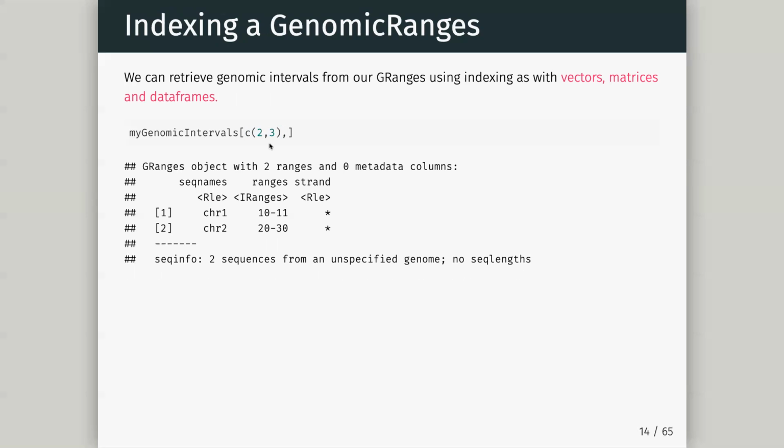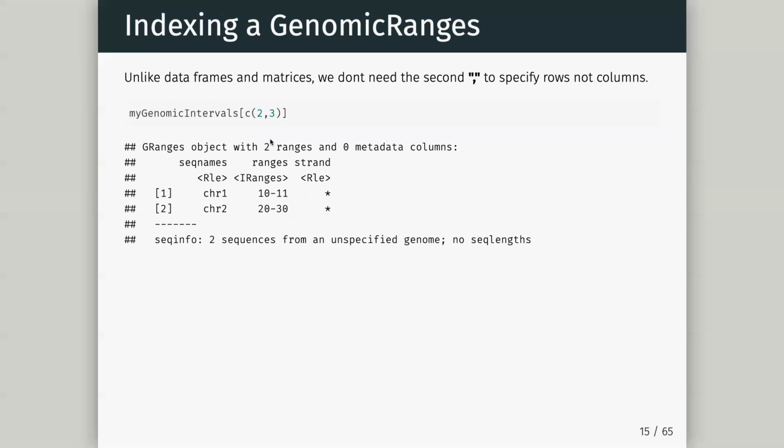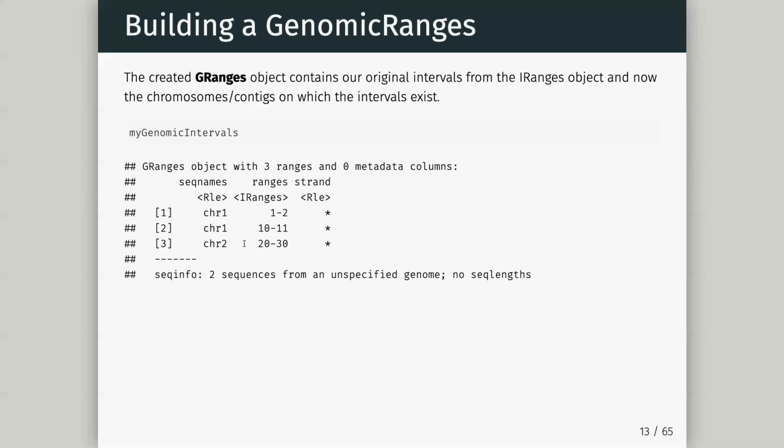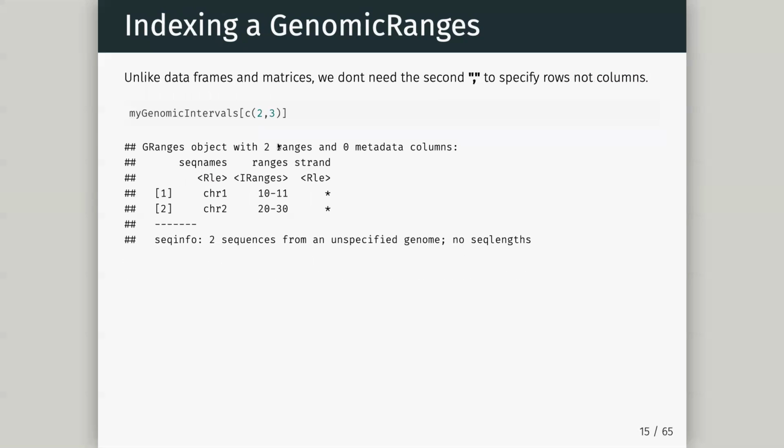It's not quite the case for genomic ranges. In fact, for rows, we don't actually need the comma. Right? So actually, if I say 2 or 3, it's still going to get me the second and third row. Okay? I don't need to specify the comma. It won't give me an error. If I don't specify it, I will select first, second, and third.